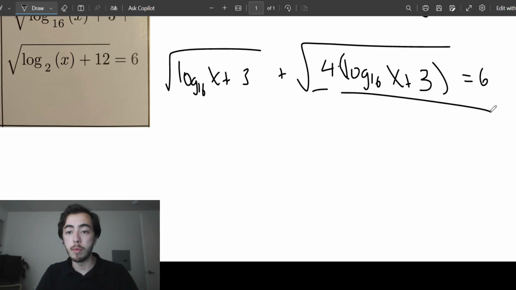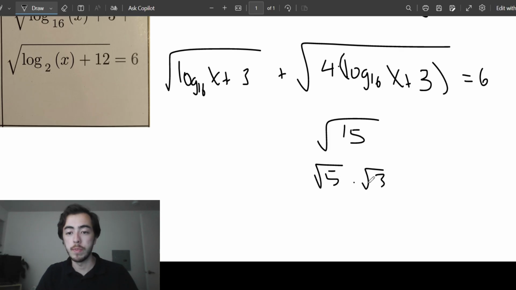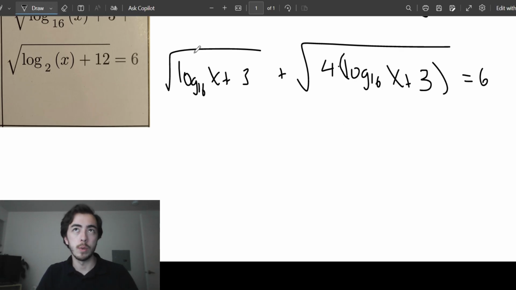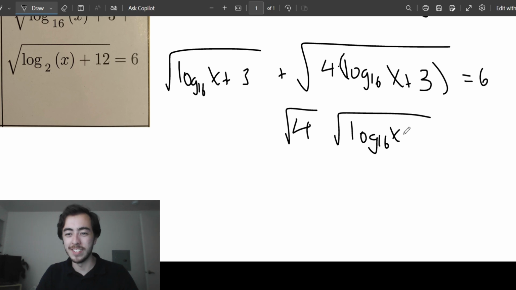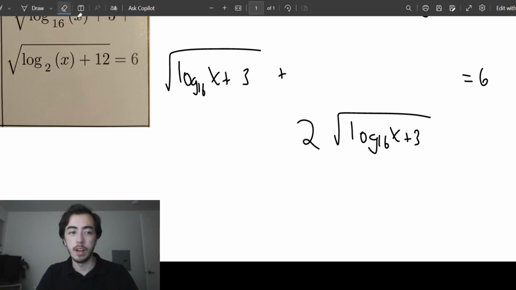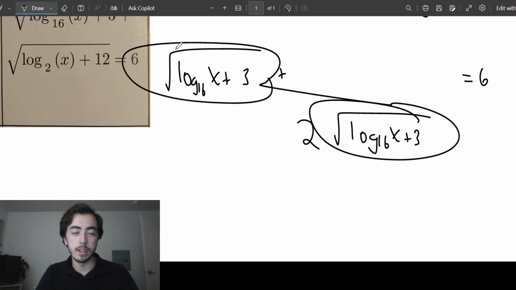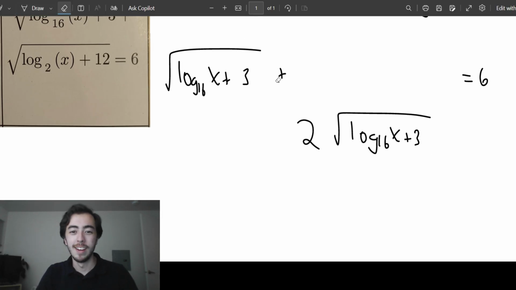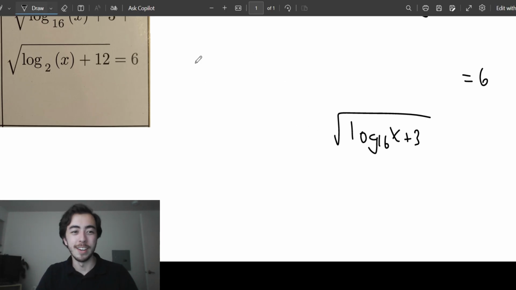And anytime that you have a product in square roots, you are able to split them. So like root 15 is the same thing as root 5 times root 3. So you can kind of distribute the square root over multiplication. So ultimately that gives me root 4 times root log base 16 of x plus 3. And this root 4 is just the number 2. And then now I have 2 of this expression plus 1 of the exact same expression. So overall, I get 3 of that expression.